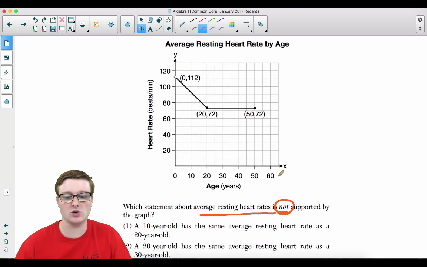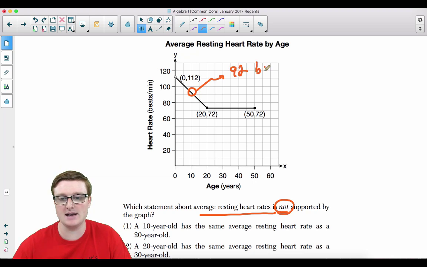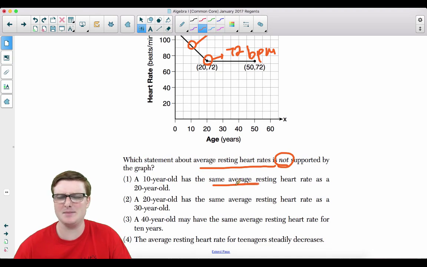Okay, let's take a look at choice 1. "A 10-year-old has the same average resting heart rate as a 20-year-old." Well, at 10 years old, you have an average resting heart rate of about 92 beats per minute. When you're 20 years old, you have a resting heart rate of 72 beats per minute. They're asking for not supported by the graph, and they're saying that it has the same average resting heart rate. No, so your answer is choice 1.